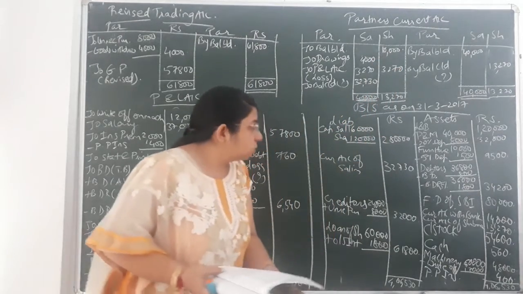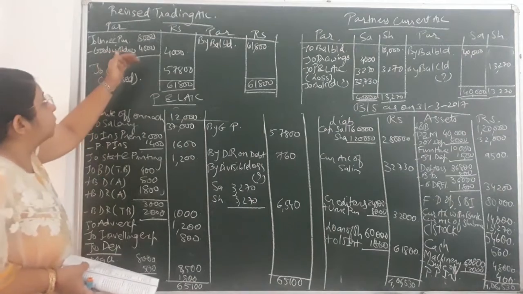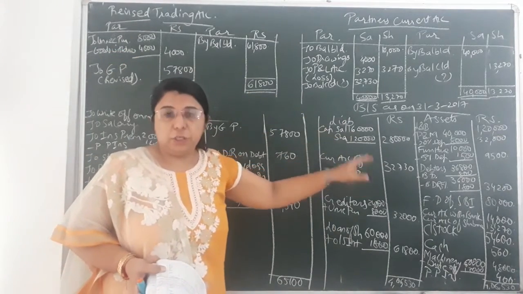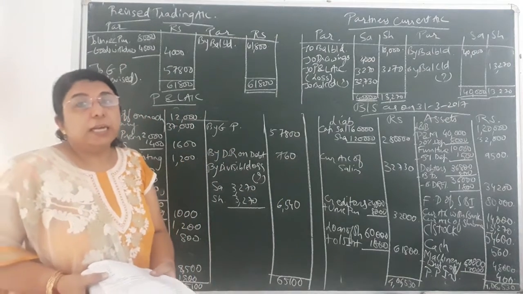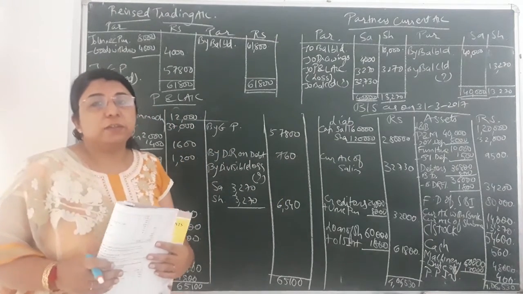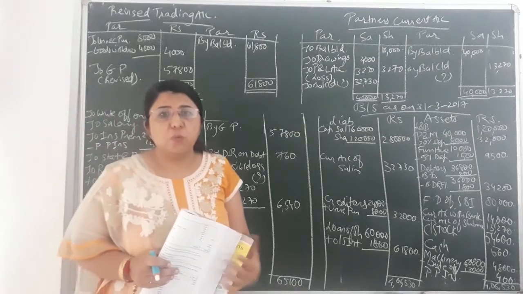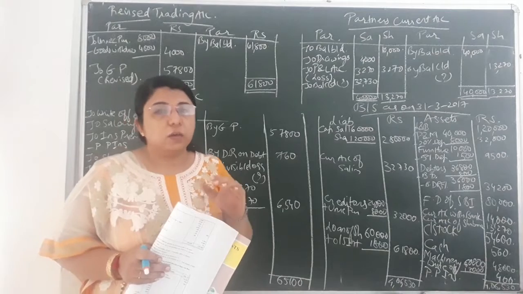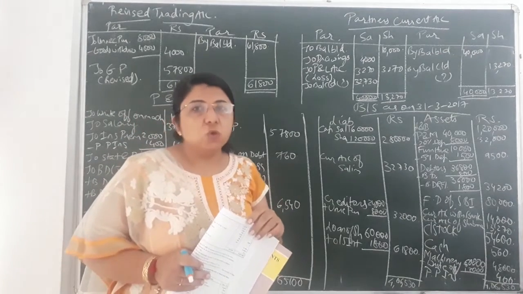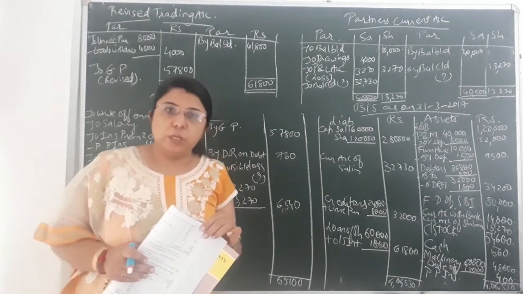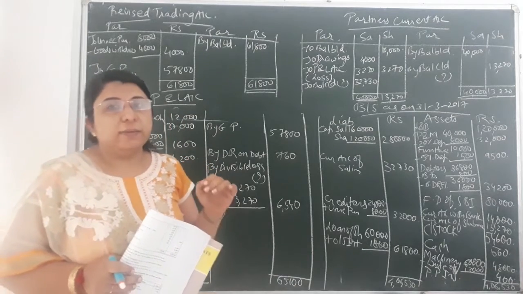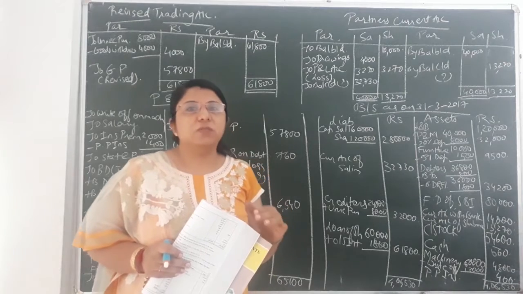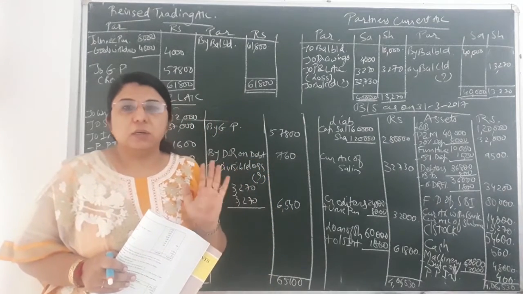Okay. Now students, one thing make it sure, over here I have prepared revised trading account, P&L account, partners current account and balance sheet. But I have not prepared the P&L appropriation account, because any of the transactions such as interest on capital, salary, bonus, commission, interest on drawings, such transactions are not there in the entire sum. So there is no need to prepare P&L appropriation account. So while preparing the accounts, first of all read the question, and according to the requirement of the question you have to prepare the concerned accounts.